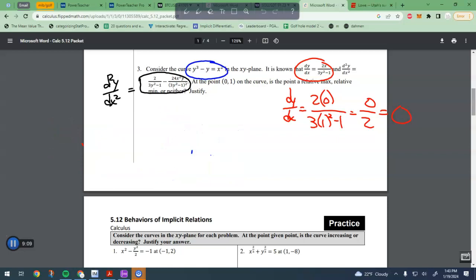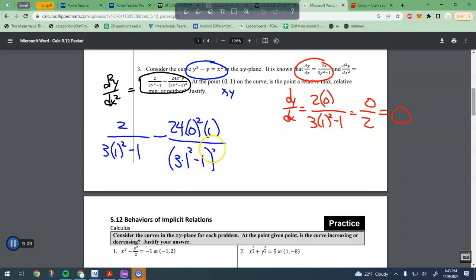So we're plugging in x and y again. Just do it to the second derivative now. 2 over 3 times minus 24, 0 squared, 1. So that's 1 minus 0, I believe. 2 over 2 is 1, and then this is all 0 because of that. So the second derivative is 1.